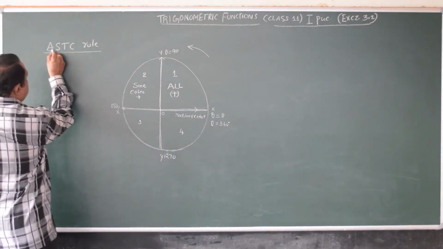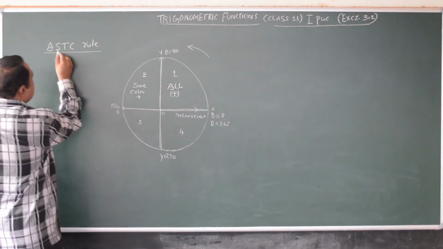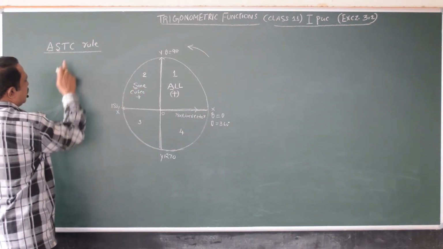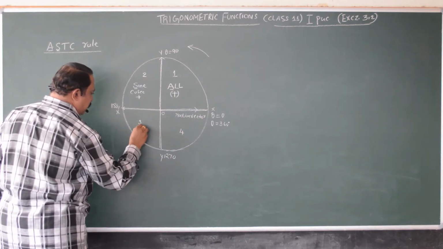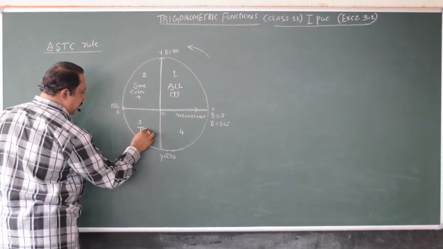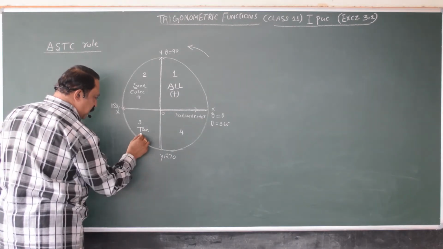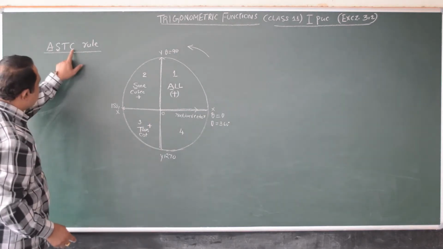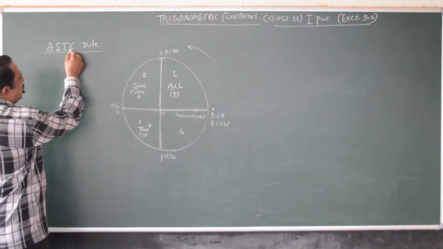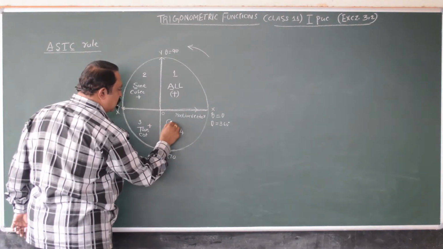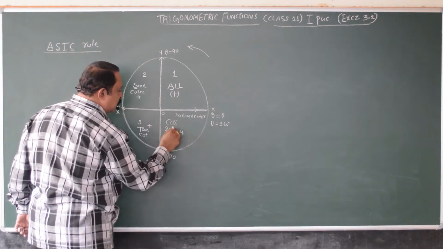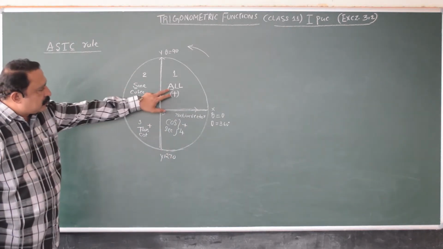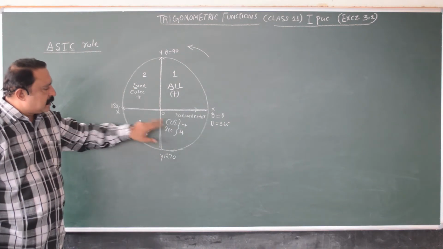Now here A stands for all, the first alphabet. S stands for sine in the second quadrant. T, you know, the tangent function begins with T. So the tan function and its reciprocal, the cot function, are positive and the remaining are all negative. So now you can easily predict what this C is. In the fourth quadrant, the cos function and its reciprocal, the secant function, are positive and the rest are all negative. Remember, this is called the ASTC rule.